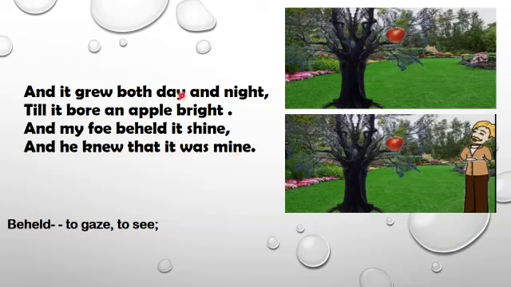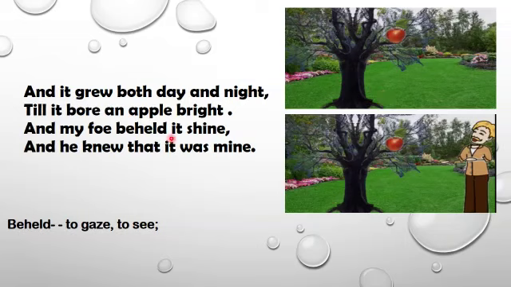And it grew both day and night. What does it refer to? It refers to the tree of anger. It grew. What is grew? The past tense of grow. And it grew both day and night. It started growing fast day and night till it bore an apple bright. What is bore, B-O-R-E? The past tense of bear, B-E-A-R. Till it bears an apple bright, a bright fresh apple.